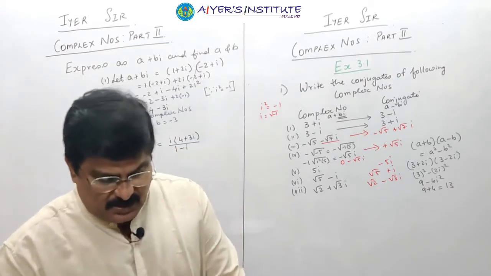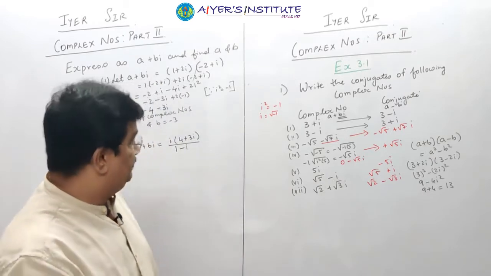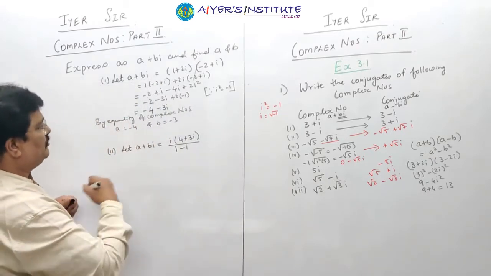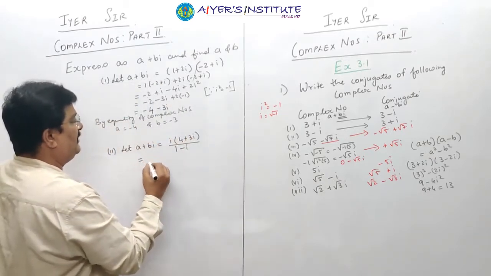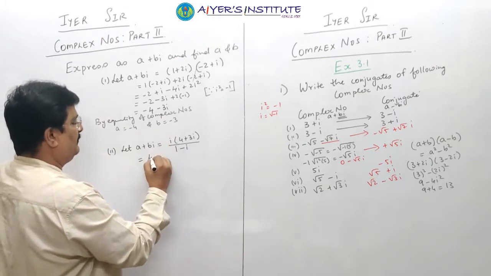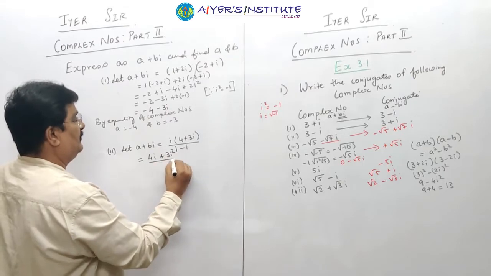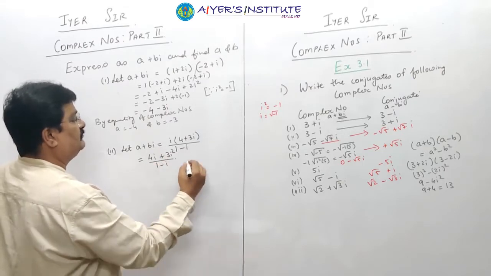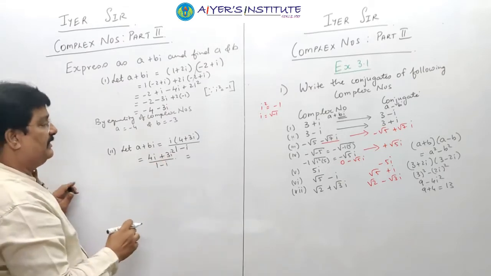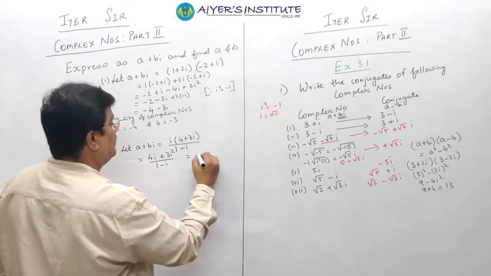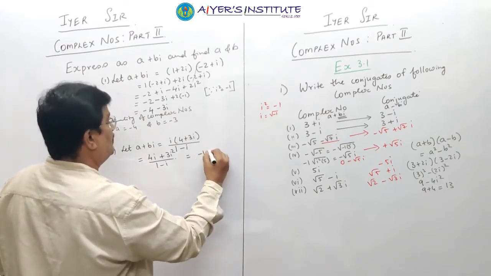Okay. Now I have written the second sum as well. So we go with the second sum. First, let's simplify the numerator. 1 into 4 is 4i plus 3i square upon 1 minus i. So the value of i square, we all know, is minus 1. So it will become minus 1 plus 4i.